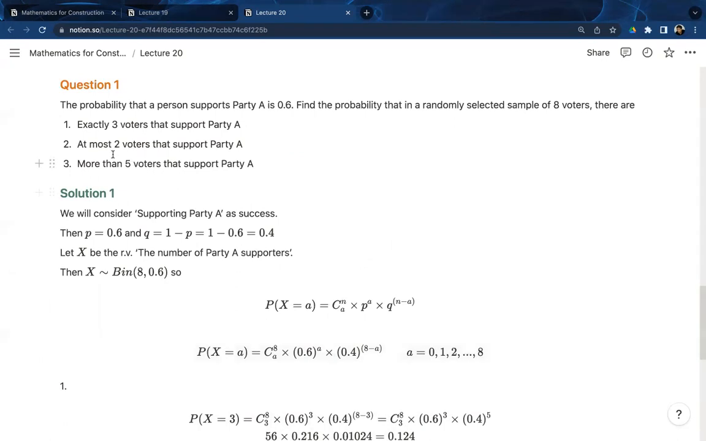What do you think the second question is? They say at most 2 voters. What does that mean? At most 2.